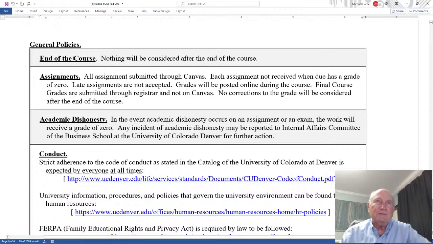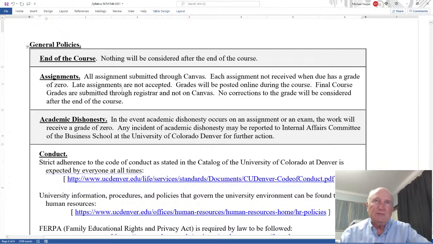Okay, at the end of this course here, general policies. Again, nothing is considered after the end of the course. All assignments are through Canvas. Each assignment not received when due has a grade of 0. Late assignments are not accepted. Be very careful with that. Grades will be posted online during the course. Final course grades are submitted through the registrar and not on Canvas. No corrections to the grade will be considered after the end of the course.